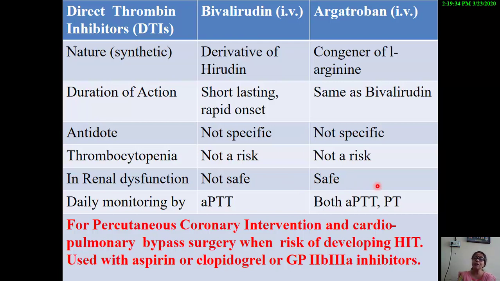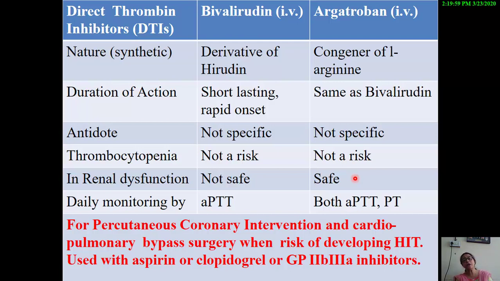So argatroban cannot be given in patients with hepatic dysfunction, but argatroban can be safely given in patients with renal dysfunction. So the good thing is that if it is a patient at risk of heparin-induced thrombocytopenia with renal dysfunction, you don't give bivalirudin, you give argatroban. And if this patient has hepatic dysfunction, then you give bivalirudin and you don't give argatroban.